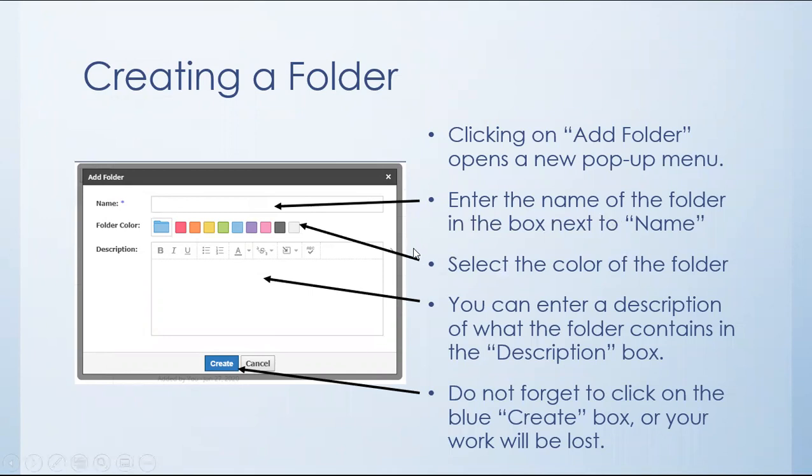Enter the name of the folder in the box next to the name. Select the color of the folder. You've got a rainbow of colors there, and you can pick whatever color you want. You can even enter a description of what the folder contains in the description box. Do not forget to click on the blue Create button or box that's present down here at the bottom of the pop-up menu. If you click away or you click cancel, all of the work that you did to set up the folder will be lost.